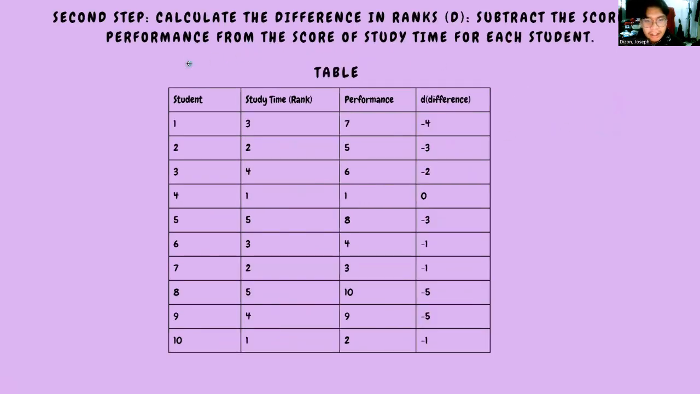Second step, calculate the difference in ranks or scores. Subtract the score of performance from the score of study time for each student. We can see it here.